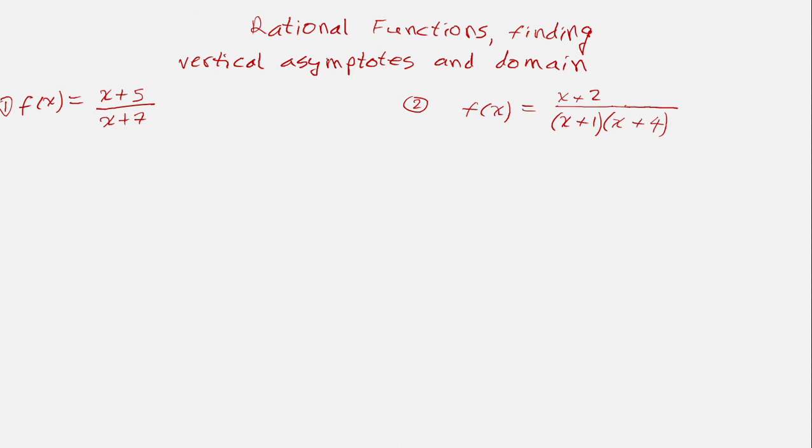Let's talk about rational functions. Actually, in this video, let's find the vertical asymptotes and then talk about how those asymptotes affect the domain of the function. So rational functions are just ratios of polynomials, like in this case, we have x plus 5, which is a polynomial, divided by another polynomial, x plus 7.